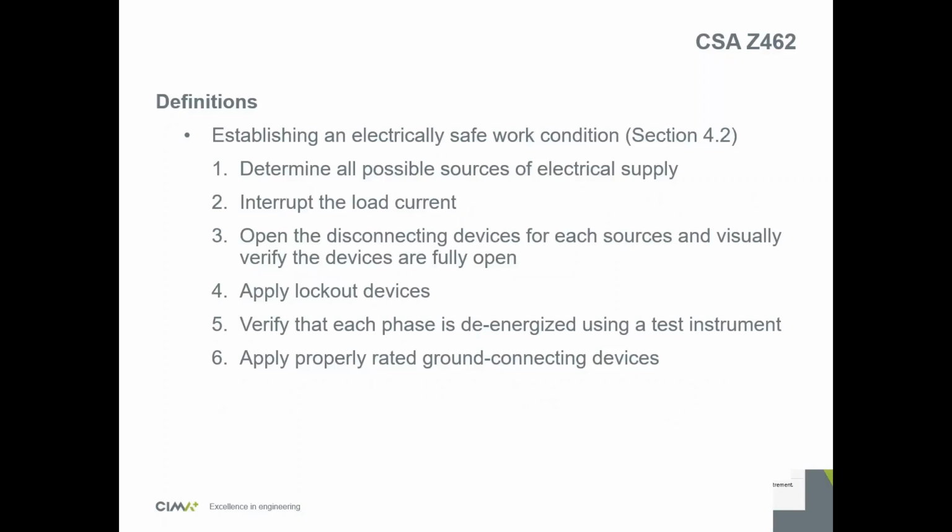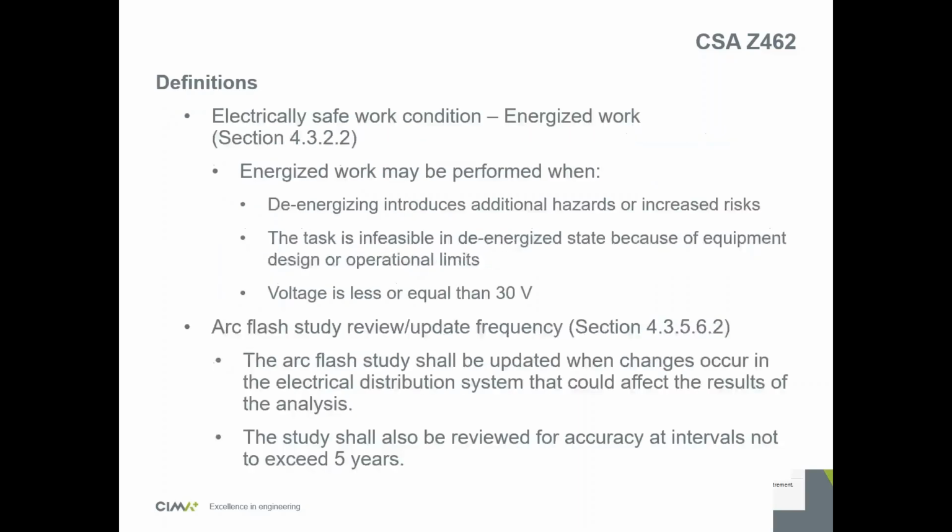And then another definition. The standard states, to establish an electrically safe work condition, in section 4.2, that you need to determine all possible sources of electrical supply, because sometimes there can be multiple supplies through a certain device. You need then to interrupt the load current. You need to open the disconnecting devices for each source and visually verify the devices are fully open. Then you need to apply lockout devices. Then you need to verify that each phase is de-energized using test equipment. And then finally, you need to apply properly rated ground connecting devices.